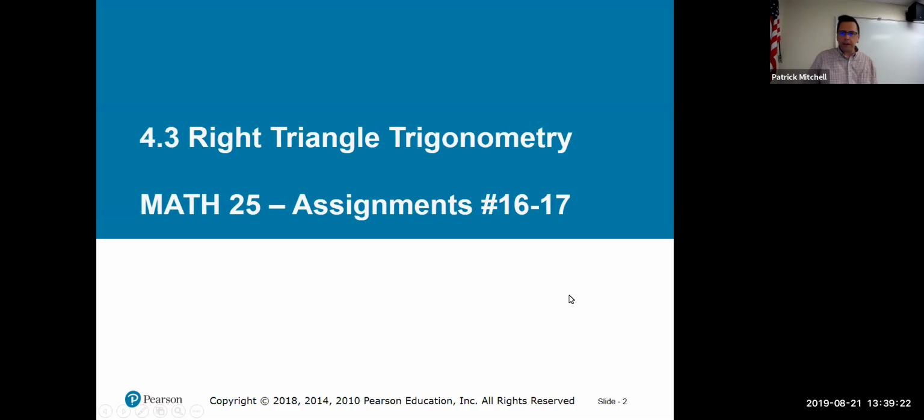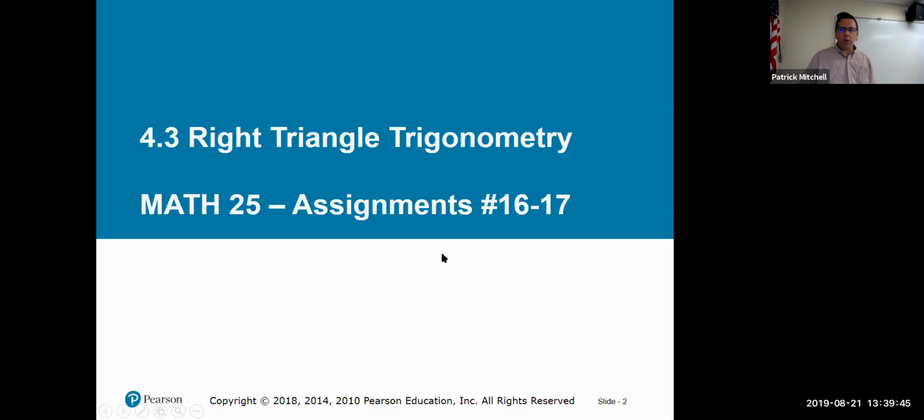Today we're talking about section 4.3, right triangle trigonometry. I believe I mentioned at the beginning of 4.2 that there are three different ways to define the trigonometric functions. The first one was using the unit circle. This one is going to be using right triangles.